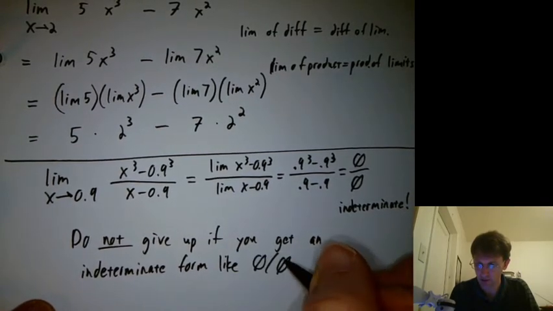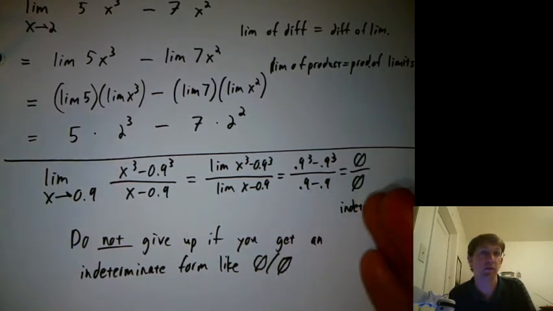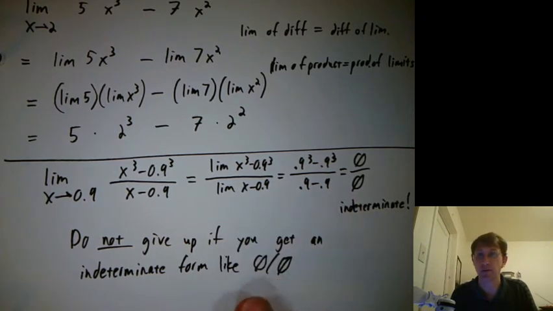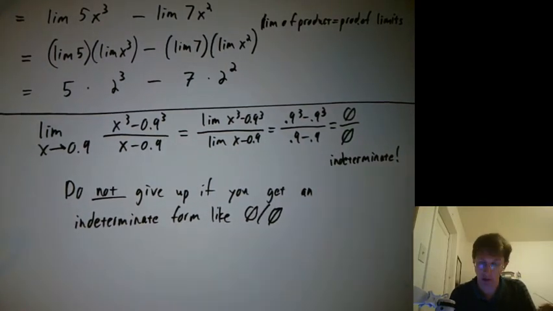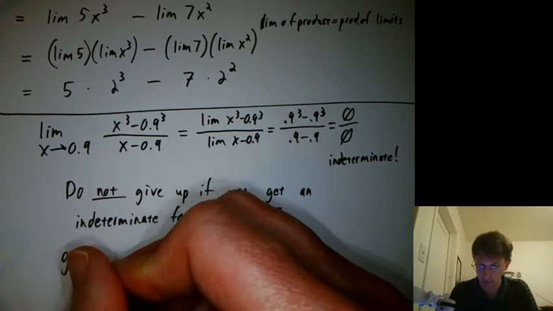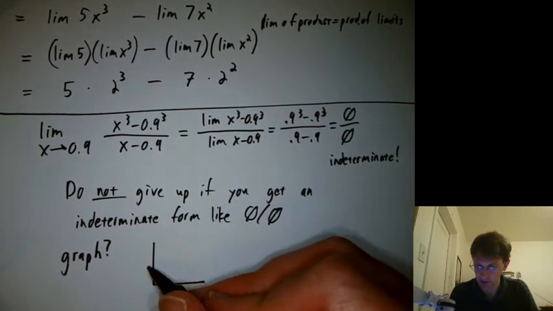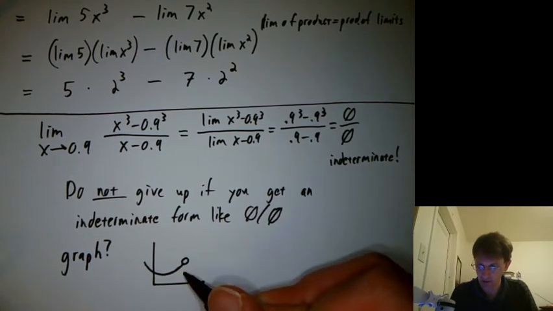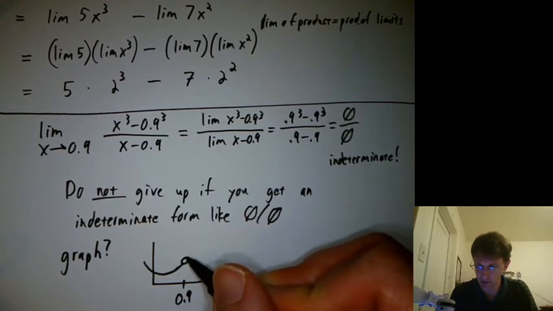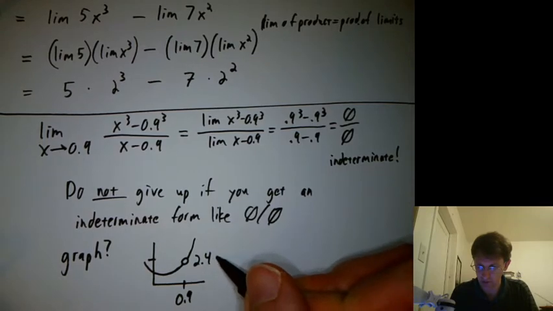Like 0 over 0. The whole reason limits were invented was to allow us to deal with things that would give 0 over 0 if you plug in directly, but if we use the properties of limits, then we get a better answer. So if we're not giving up, what else are we going to do? Well, graphing's not a bad idea. So if you graph it, you get something like this. And we know now that there's kind of a hole at 0.9. And that hole is around 2.4-ish.